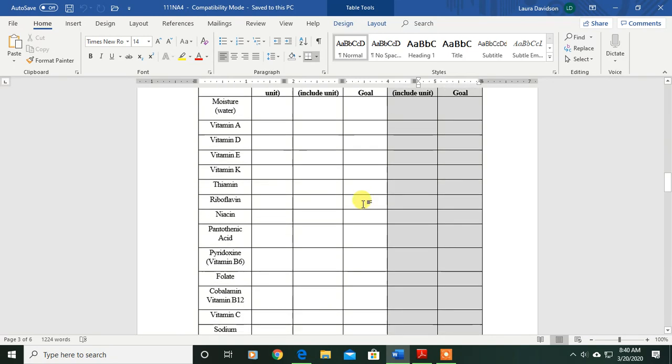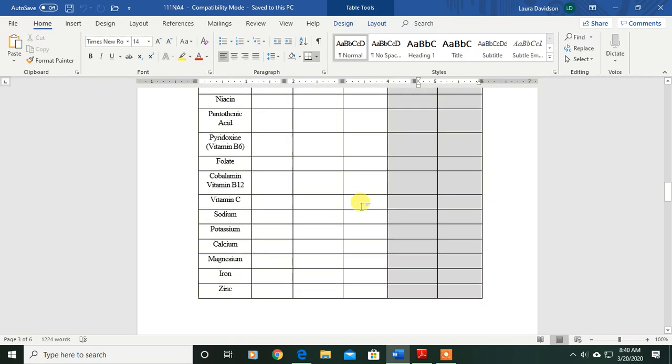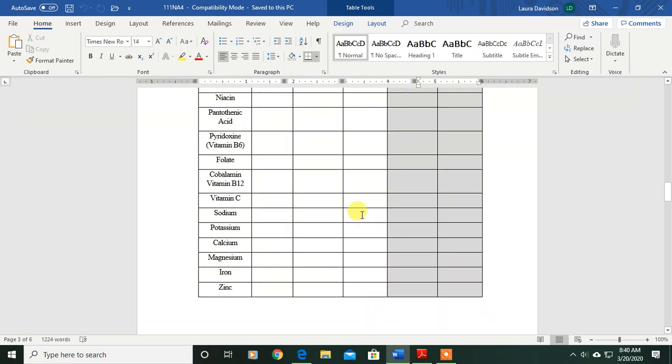For all of these vitamins and minerals and water, you want to reach and go over that 100%, but not exceed the UL. There is one exception to that rule, and that's sodium. Sodium you want to keep under 2,300 milligrams. So you're going to look at that.